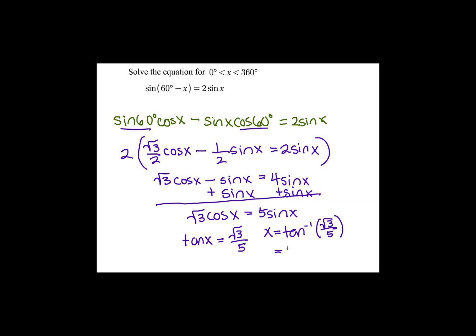And the calculator gives me 19.1 degrees. But you need to remember that there are two answers in the unit circle for this trig ratio. And since it's tangent, I'll add 180 degrees. So 19.1 plus 180 degrees is 199.1 degrees. And those are my two answers.